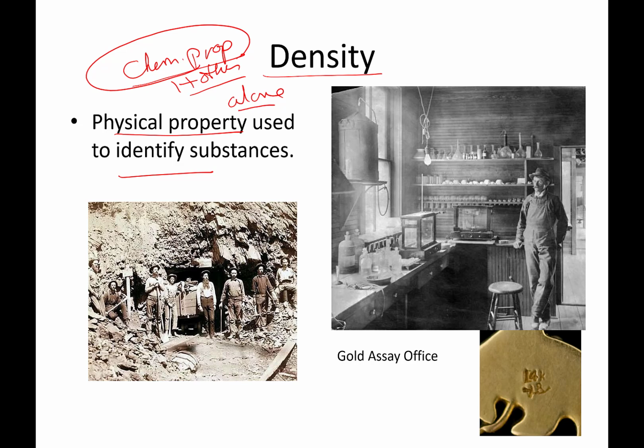Back in the gold rushes of California and Alaska and the Dakotas and different parts of the world, there used to always be an assay office, and there were basically chemists that worked there, and the miners would bring in their samples of gold, and a density test was one of multiple tests to determine the purity of their gold ore and determine how valuable their find was.